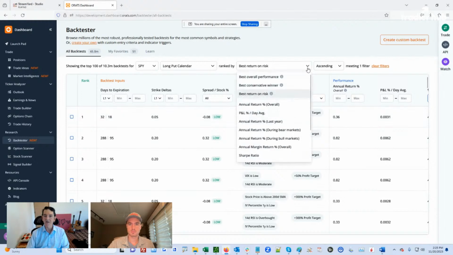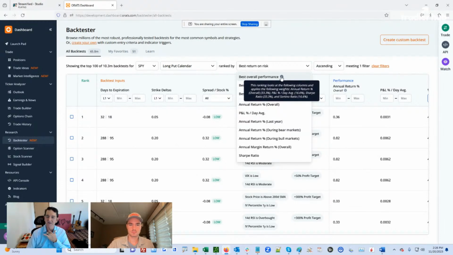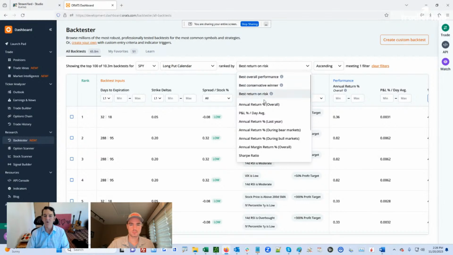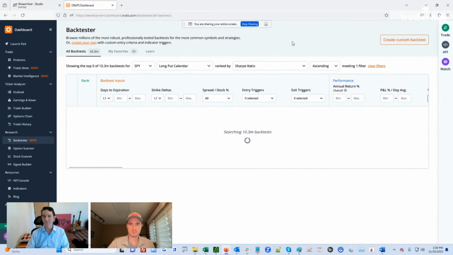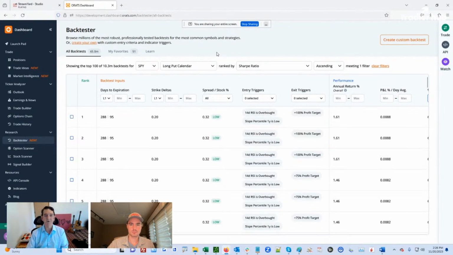If I were to change that, you could sort on overall performance, which is just the annual return and Sharpe and P&L per day, Sortino averaged, or you could go down to the Sharpe ratio, click on that, and it'll sort from top to bottom. Or you could look at just margin returns. So there's a lot of things, and it picks up things.